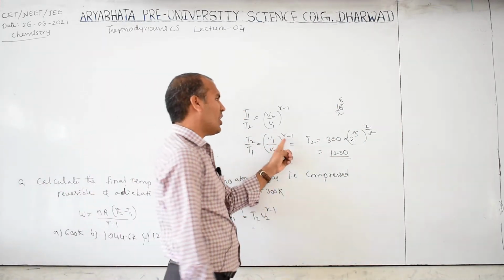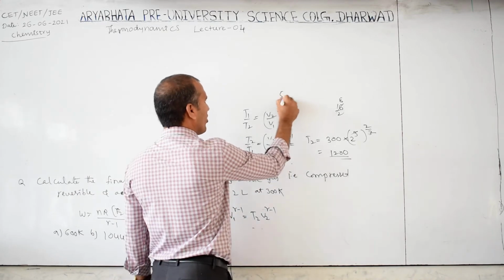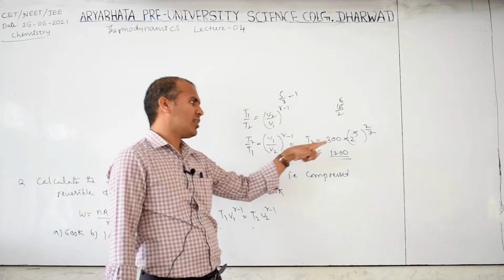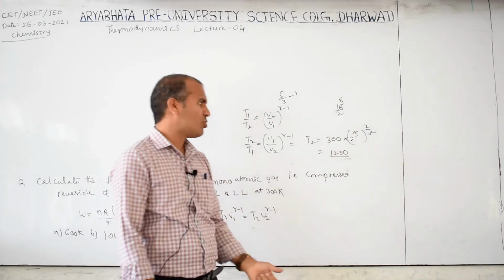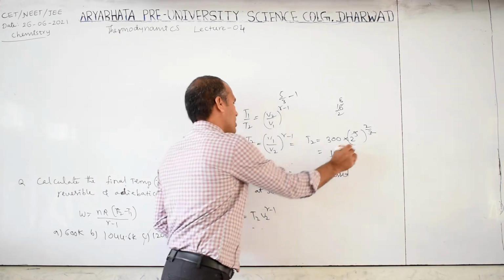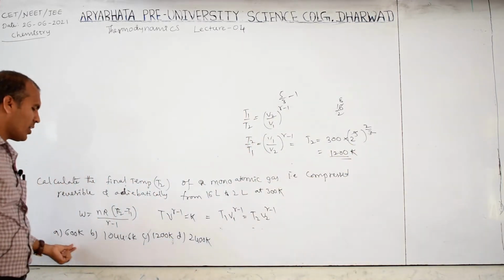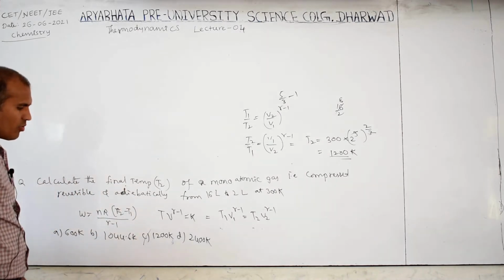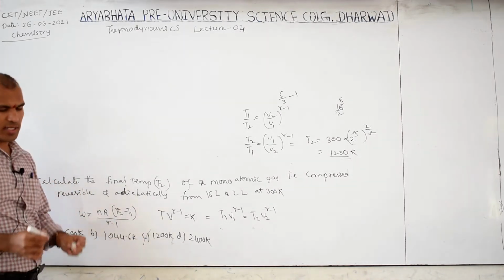And this is gamma minus 1. Gamma value how much? 5 by 3. Minus 1. 5 by 3 minus 1 means 2 by 3. 3 3 cancel. 2 power 2. 2 power 2 means 4. 300 into 4, 1200. So options are there here: 1600, 1044, 1200, 2400. So option C is correct.